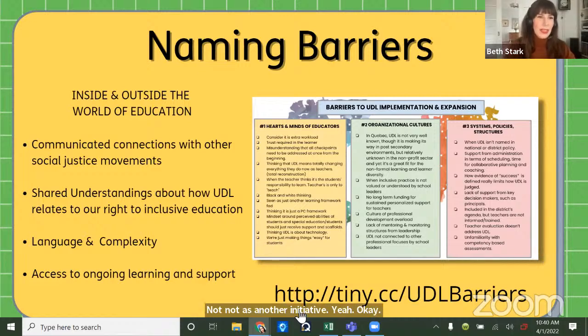PD overload, that is definitely a barrier. Thank you, Kimberly. Defining it as another new thing. Yeah, figuring out a story that we can tell about UDL to really help to clarify the system skills and beliefs as something much larger and much more of a capacity builder, as opposed to just another layer of better practice to integrate into our teaching.